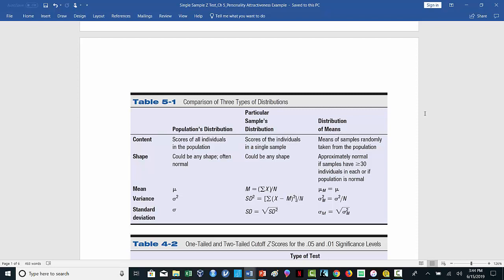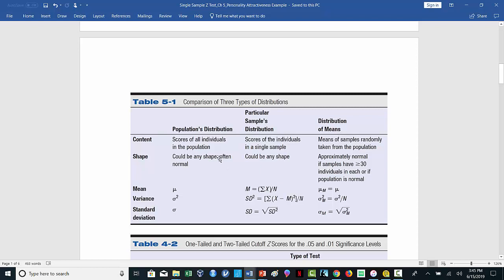We have a sample distribution. That would be if you take the 64 individuals we had from one sample. Let's say we plotted out their individual attractiveness ratings. That's a sample distribution. So it's scores of individuals in a single sample. We don't know what shape that's going to be.